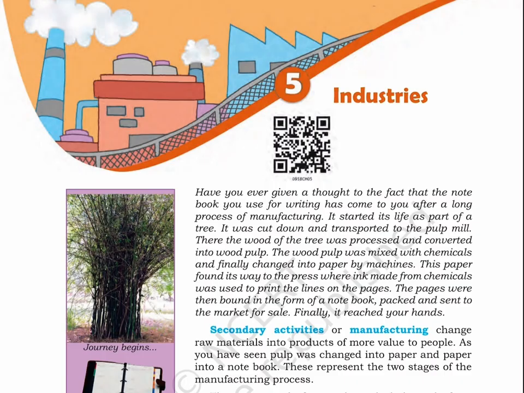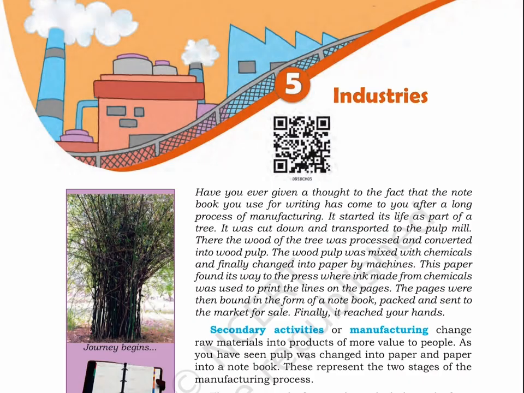Page number 48. Have you ever given a thought to the fact that the notebook you use for writing has come to you after a long process of manufacturing? It started its life as a part of a tree. It was cut down and transported to the pulp mill. There, the wood of the tree was processed and converted into wood pulp. The wood pulp was mixed with chemicals and finally changed into paper by machines.